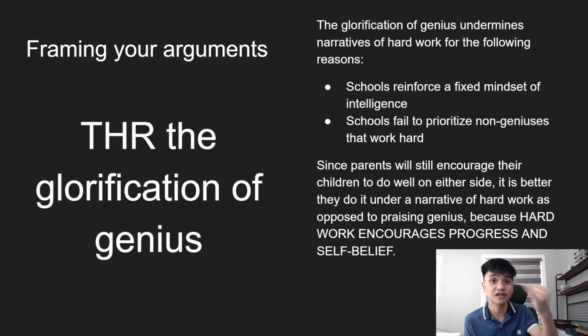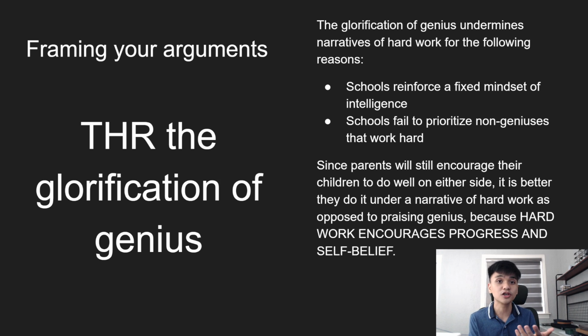to respond to the framing, right? The framing that hard work encourages progress and self-belief, and that the debate is about a narrative of hard work versus praising genius, or whether this actually happens. You might say a narrative of genius doesn't promote a fixed mindset. A narrative of genius is actually compatible with a narrative of hard work. And then you could provide reasons as to why that might be the case.